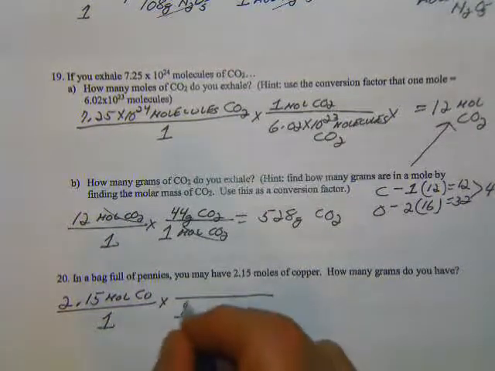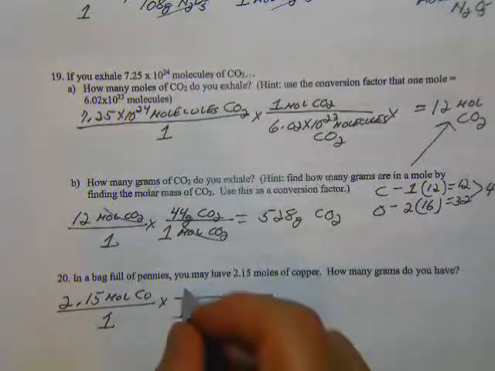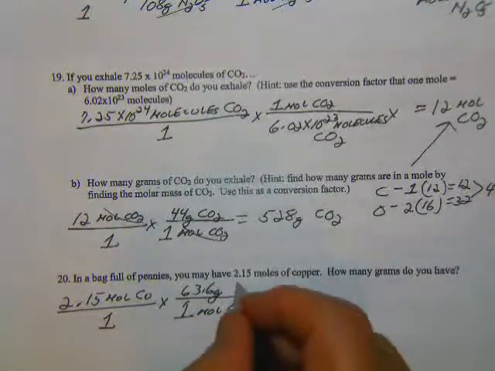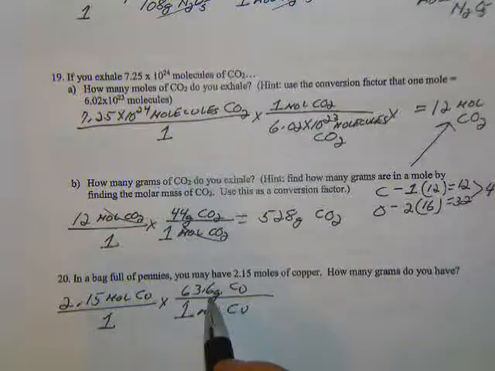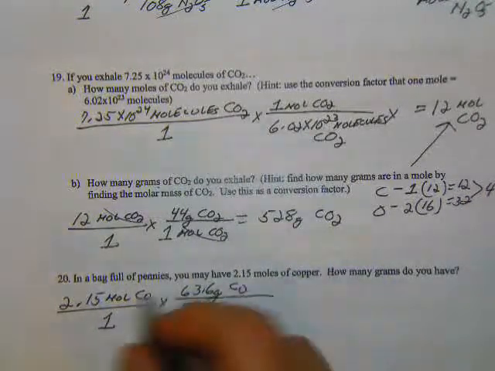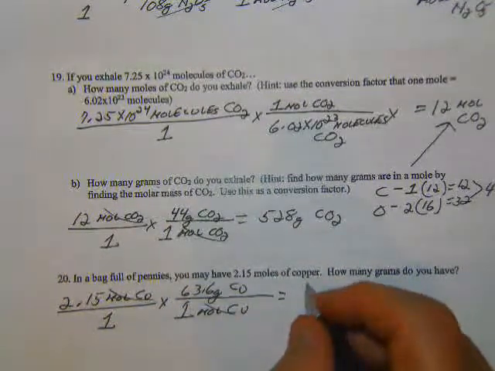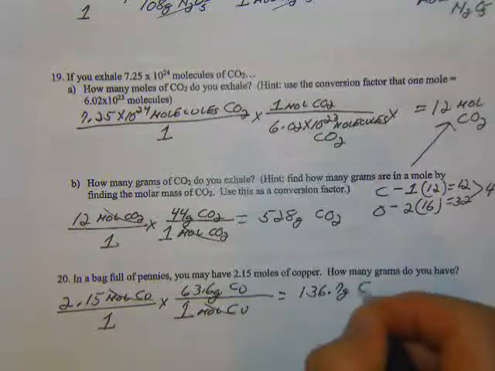And 1 mole of copper is 63.6 grams of copper. Moles are gone, I want grams. That's what I got left. So if you end up doing the math, and if my math is right, about 136.7 grams of copper.